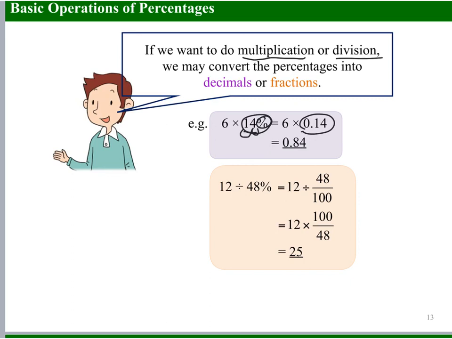In the second case, we change 48% into a fraction. Remember, if we want to change the division sign into a multiplication, we have to flip the fraction. 100 becomes top, 48 at the bottom. 12 over 48 is 1 over 4, 100 over 4 is 25. That's why the answer is 25.